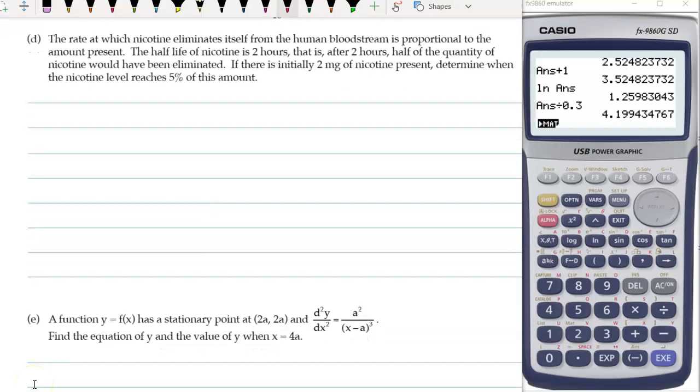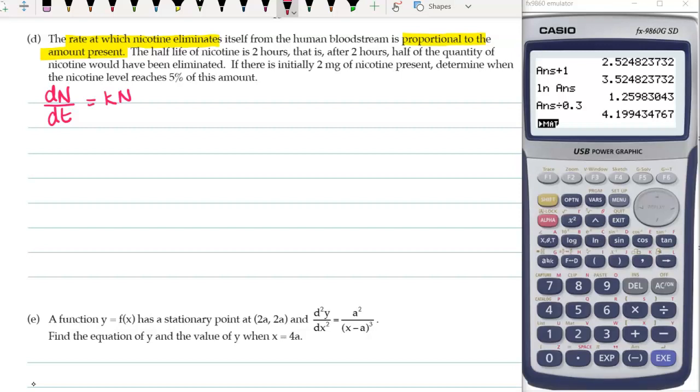Part D, we have a type of differential equation usually referred to as radioactive decay, where something reduces proportionally over time. So we're told that the rate at which it eliminates itself from the bloodstream is proportional to the amount that we have. So we first of all write that bit down. The rate is proportional to the amount that is there, so we write equals k times n.